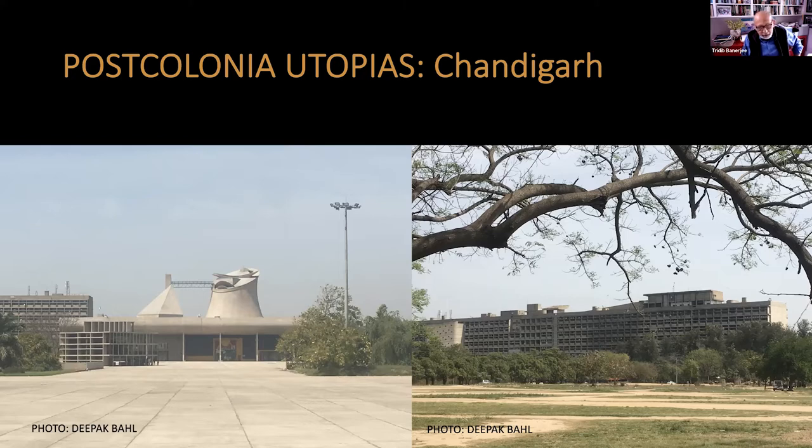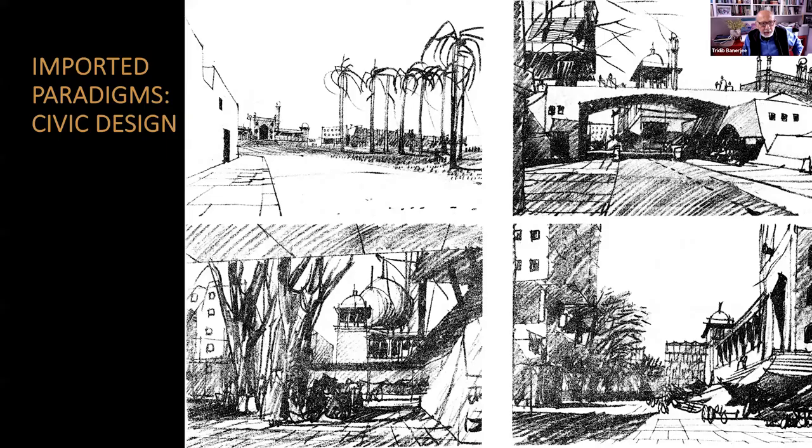Obviously these are architectural masterpieces of all time: the Assembly House and Secretariat building. And then there is the paradigm of civic design that came from Gordon Cullen, who was invited by the Ford Foundation to plan the master plan of Delhi.